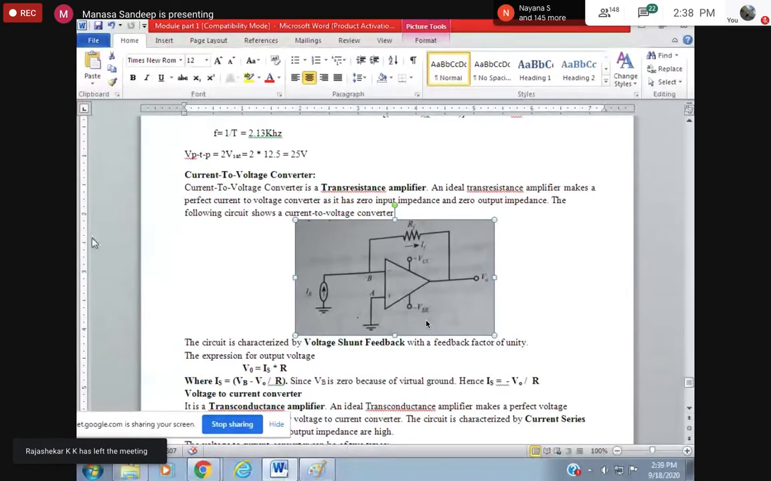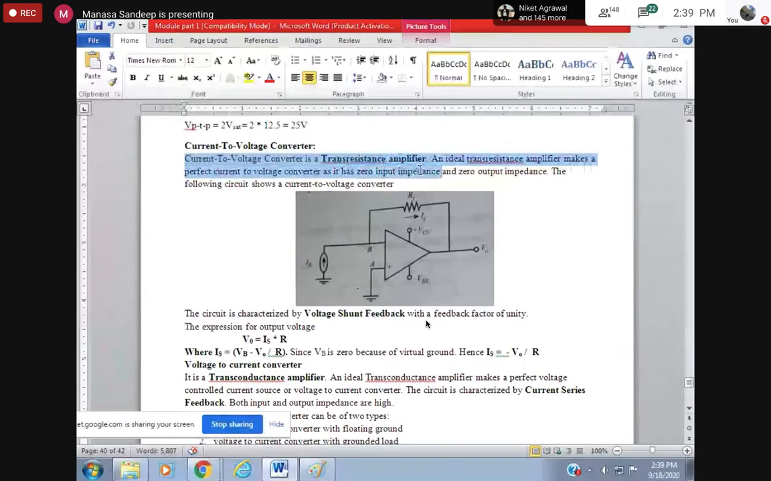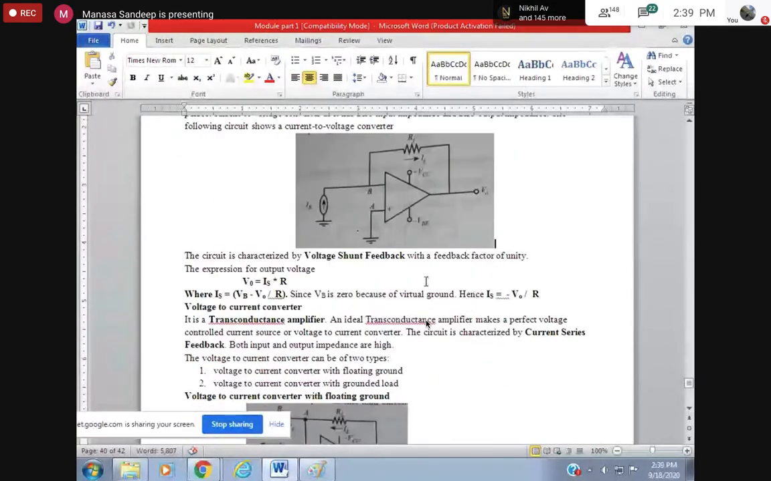Here the output voltage conversion will be taken care of by using the op amp. So what do you need to write? If they ask, you need to write the circuit diagram. You have to write this if you can remember. If not, you can simply write that a voltage to current converter can be done by using the op-amp, as one of its applications.